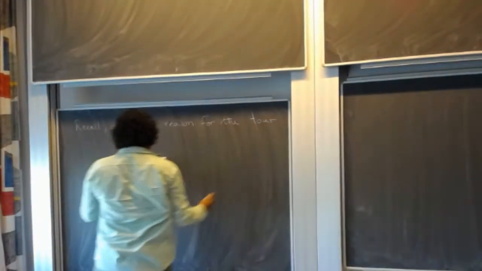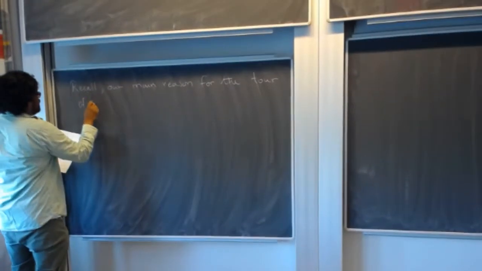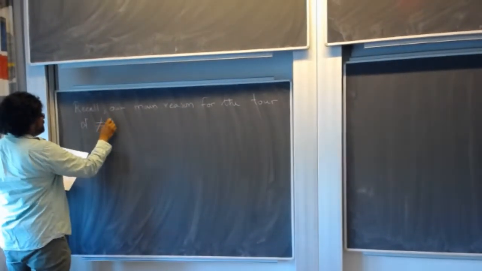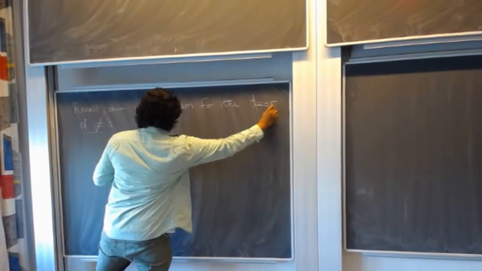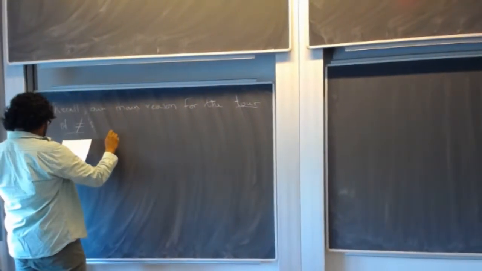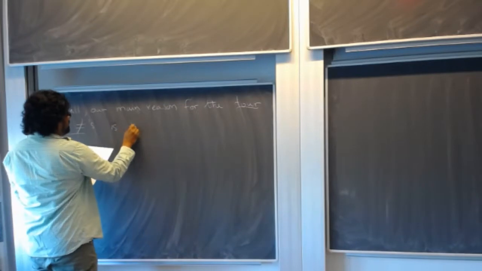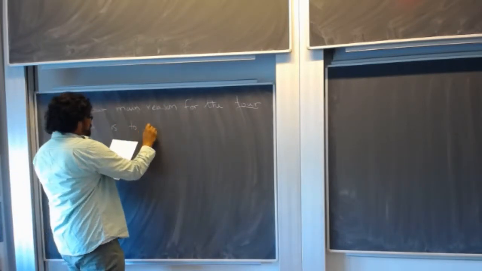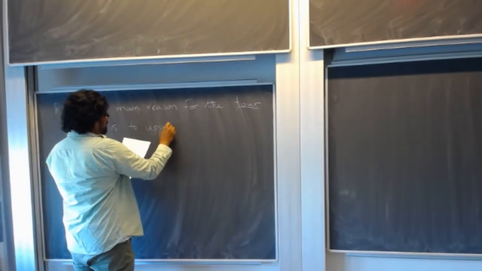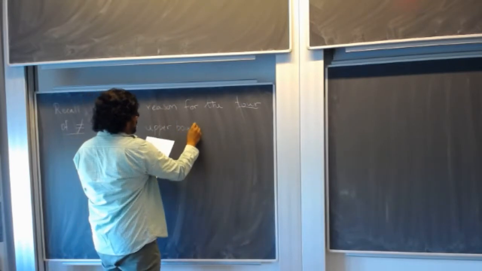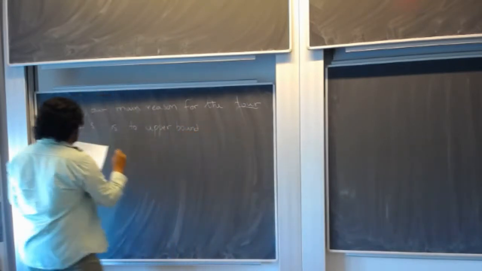over of various inequalities was to, or is to, upper bound, or delta, right?